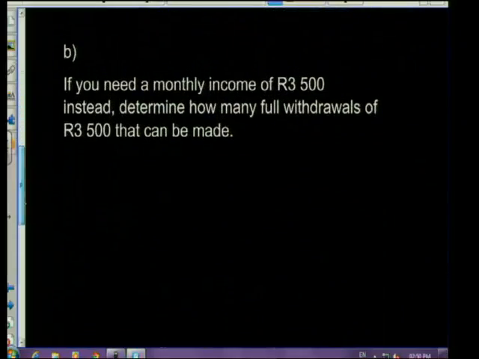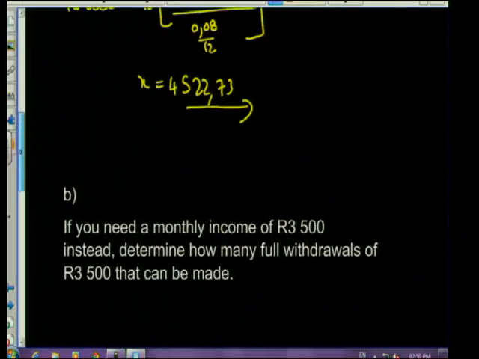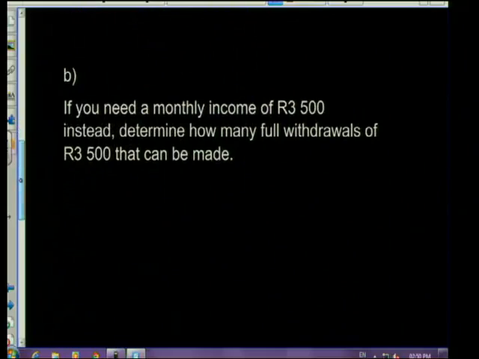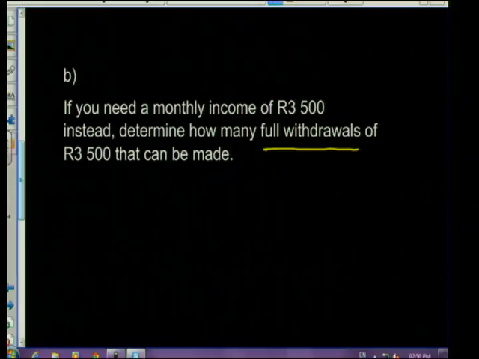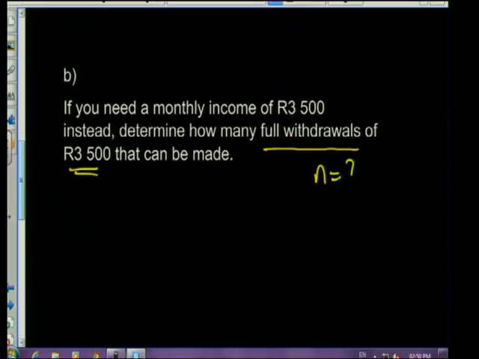All right, there is a second part to this question, and the second part says to us, if you need a monthly income of 3,500 Rand instead, so instead of me taking that 4,500, I need a monthly income of 3,500. So now the X has been given to you. Determine how many full withdrawals of 3,500 there can be made. Stop and think about it. They're saying how many withdrawals. That's talking to the duration of the investment. That's actually saying to me, we're really solving for N.